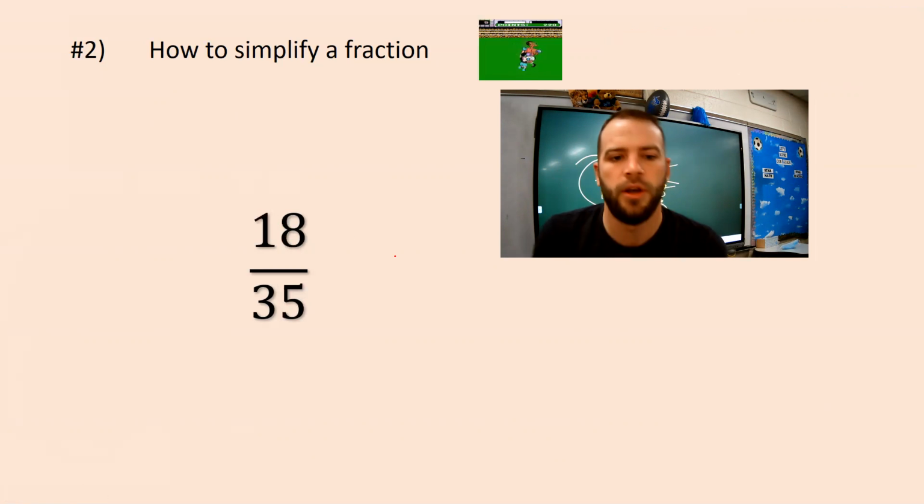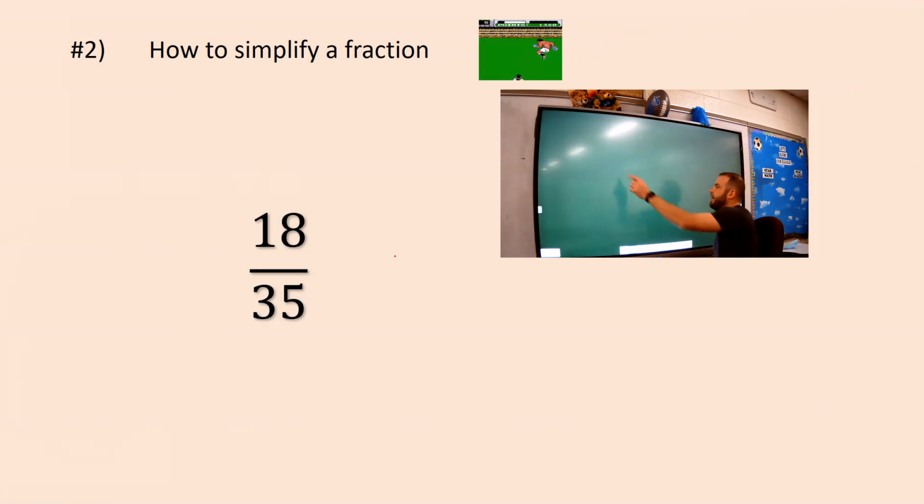And then last one, we have 18/35. Now, see how they're not both even? See how nothing stares at you like, oh, snap. You can use that. So what we do here is I just say, okay, look at the smaller number. Find all the factors of the smaller number. 18 is smaller. So it has 1 and 18, 2 and 9, 3 and 4.